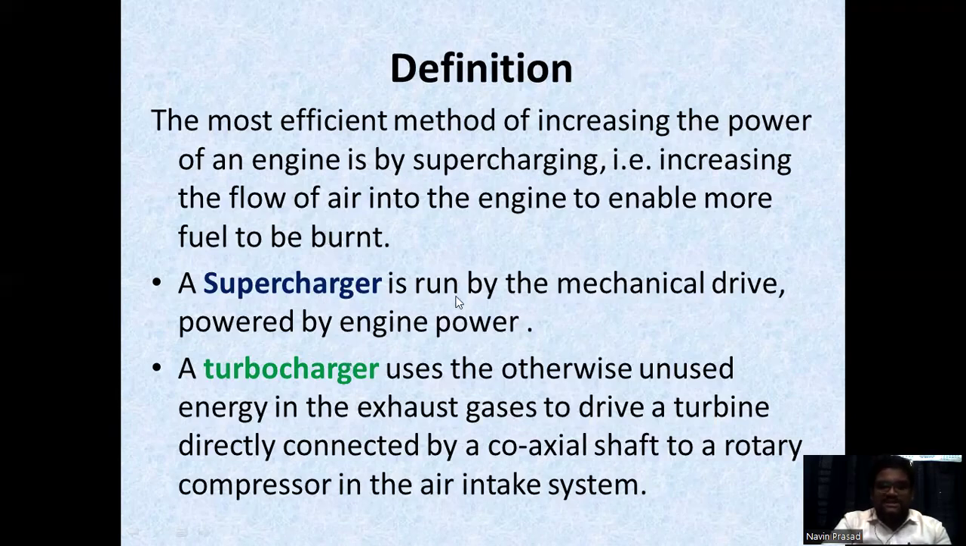A supercharger is run by a mechanical drive, which is powered by the engine power. A turbocharger uses the exhaust gas to drive the turbine, which is directly connected to the compressor in the air intake system. The exhaust gas is passed directly over the turbine section, the turbine and the compressor are connected by a coaxial shaft, and the compressor compresses the fresh admitted air, and the compressed air is passed into the engine.